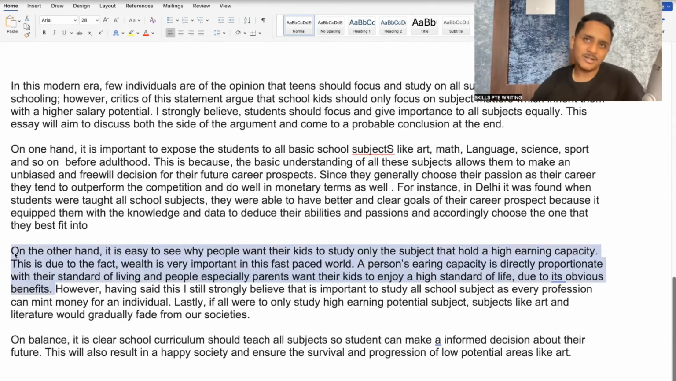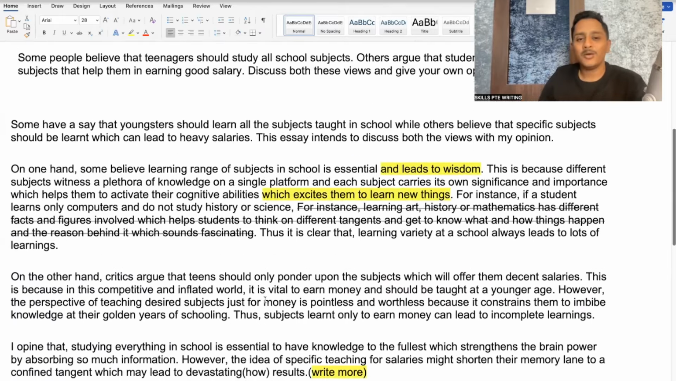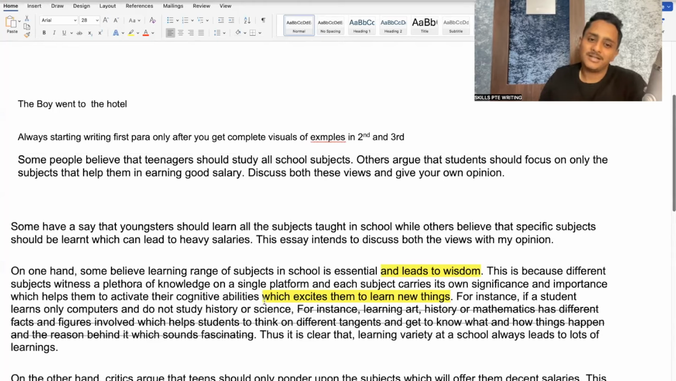You have written it good. I'm not denying it. Probably you could have written a little better way. That's it. You've given a little bit more comparison: if they studied all subjects, what would have happened? When you consider both the cases, so here you wrote only what will happen if they study one subject. Correct? There you wrote what will happen if they study all the subjects.